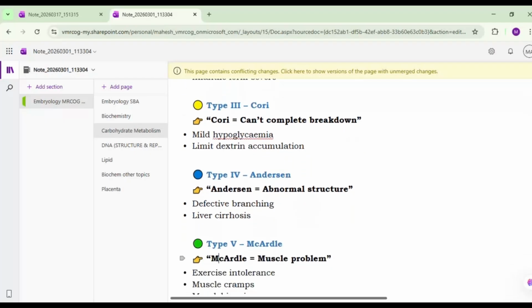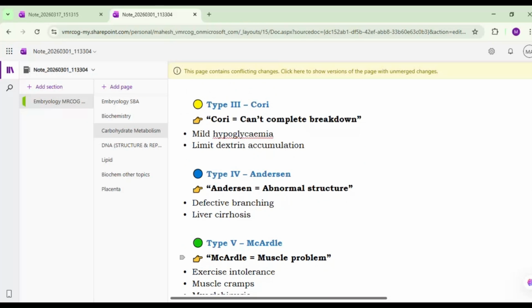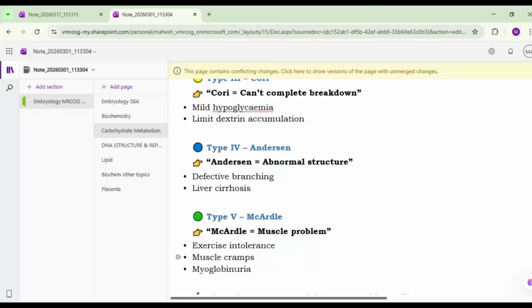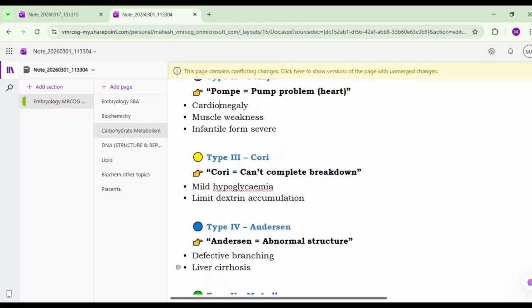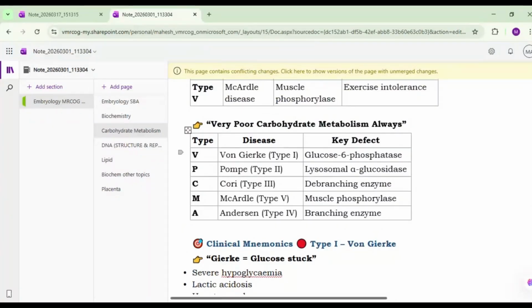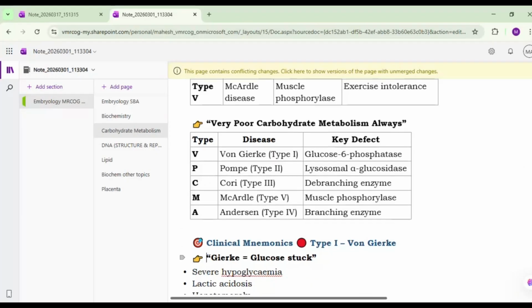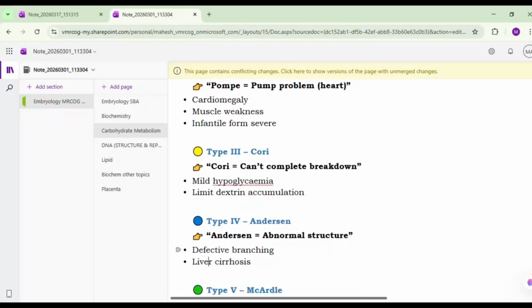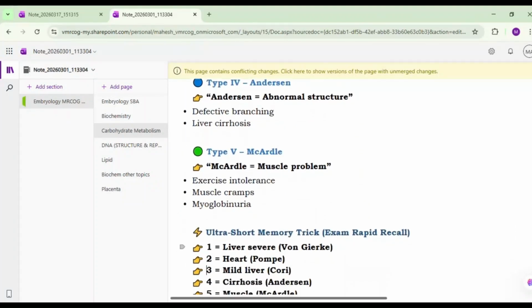Type 5 can also be asked, that is McArdle. McArdle is a muscle problem, exercise intolerance. So there are muscle cramps and myoglobinuria. If you remember this particular sentence as a mnemonic, very poor carbohydrate metabolism always, now this always stands for type 4 and M stands for type 5. Okay, that is McArdle's disease. So these are the 5 more frequent or important ones from the examination point of view.